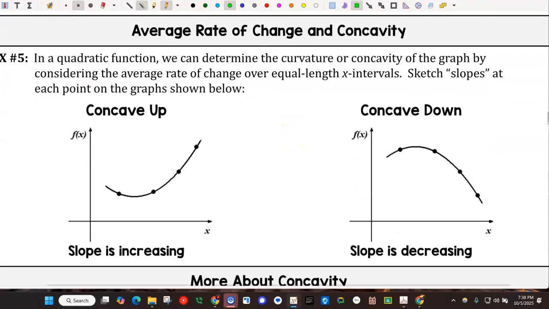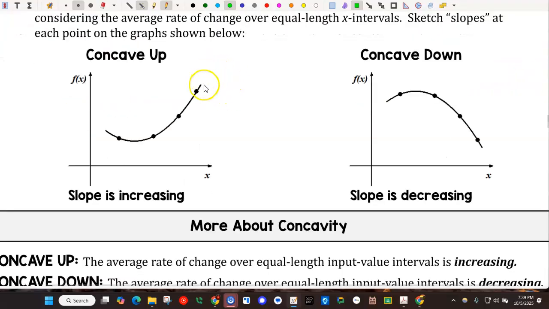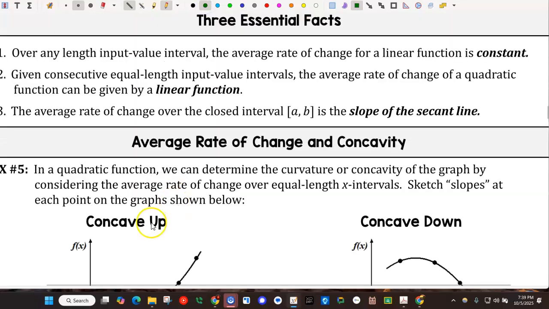So we're going back to concavity. It says, in a quadratic function, we can determine the curvature or concavity of a graph by considering the average rate of change over equal intervals, and sketch slopes at each point shown below. So I'm going to sketch some slopes, and you might want to use a straight edge for this.